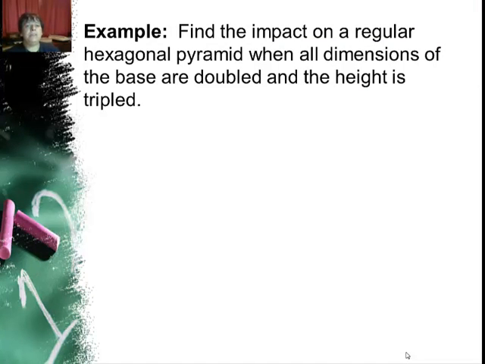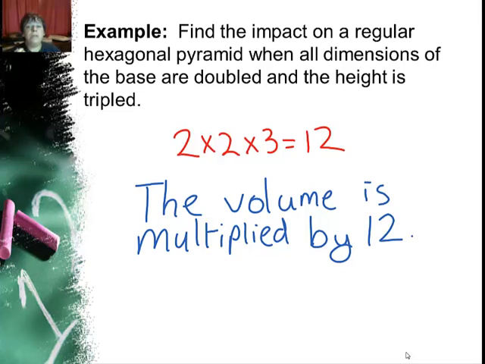So find the impact on a regular hexagonal pyramid when all the dimensions of the base are doubled and the height is tripled. Well, the base is two-dimensional, so I'm going to do 2 times 2, and the height is tripled, so that's 3. 2 times 2 times 3 is 12. So the volume is multiplied by 12 to get your new volume.